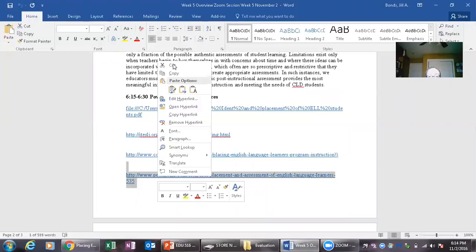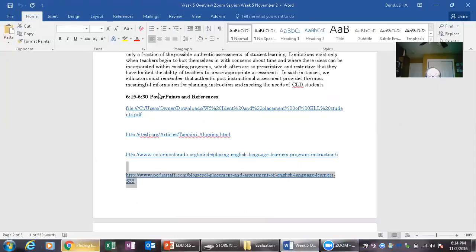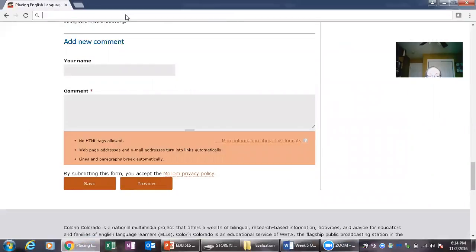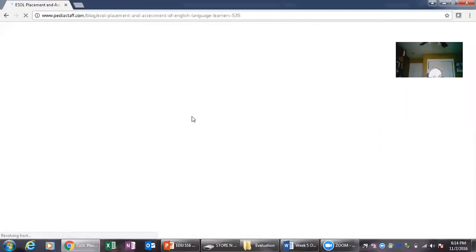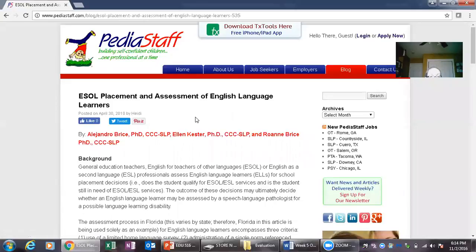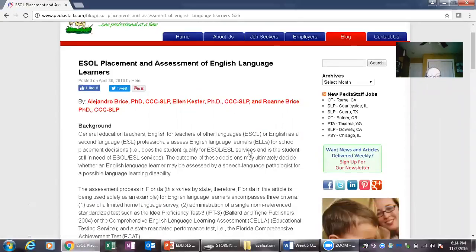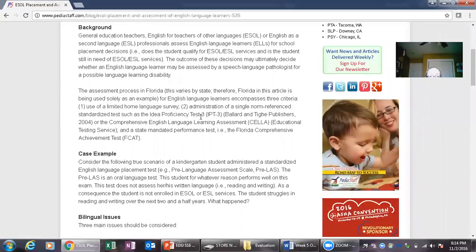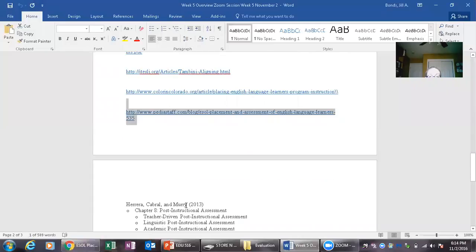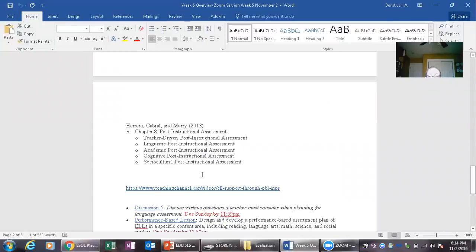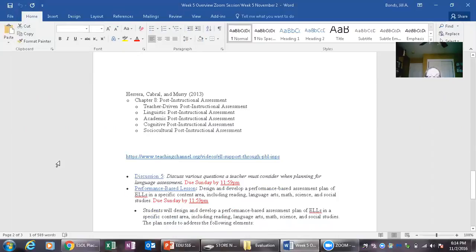Next is from PDSF. This is placement assessment of English language learners. Once again, there is a case example. We can look at the tiers, the bilingual issues, and the conclusion. Chapter 8, Herrera, really looks at teacher-driven and post-instructional assessment and cognitive post-instructional assessment.